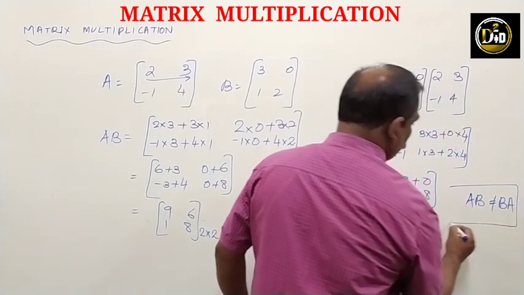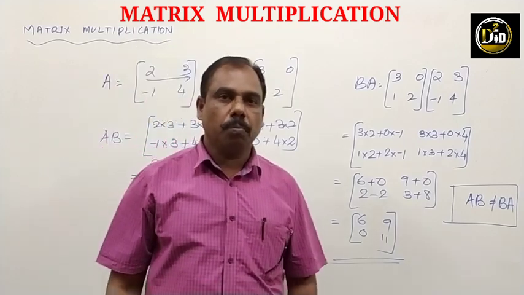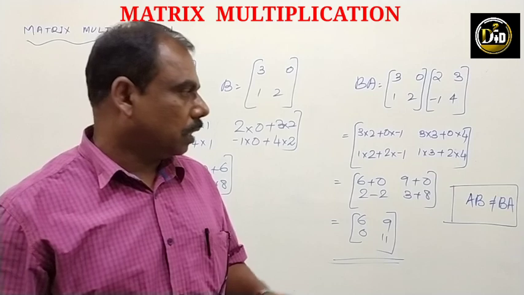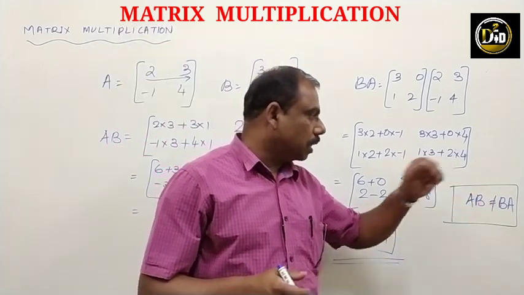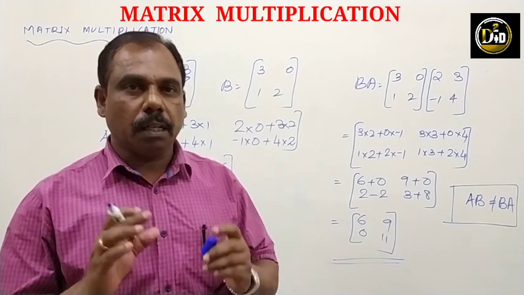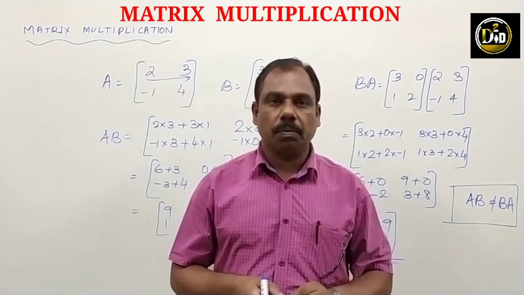Whereas in the case of matrix addition, A plus B is equal to B plus A. That is, matrix addition is commutative, whereas the matrix multiplication A into B is not equal to B into A. That means the matrix multiplication is not commutative.